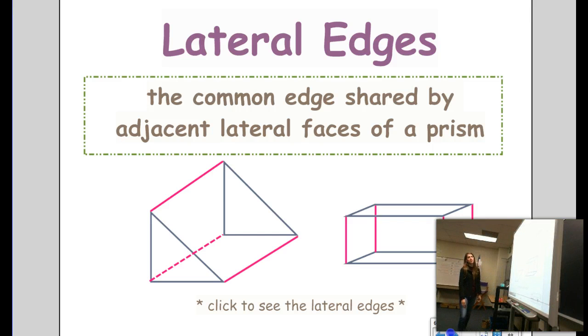Is it every edge of the lateral face? It's the edge of the rectangles. It's the edge of the rectangles, not the edge of the base. On that one, it's on the base. No, the base on this one's the top and the bottom.